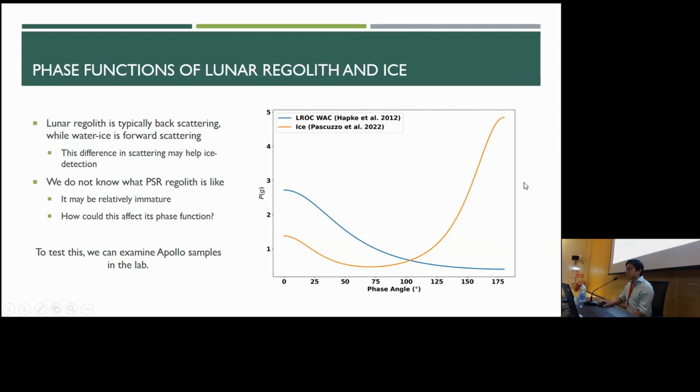We believe that this difference could potentially help with ice detection because you would be able to compare different phase angles and look to see if it was more forward scattering than you expect. However, we don't know what PSR regolith is like very well. We hypothesize that it might be relatively immature because PSRs are relatively shielded from space weathering. But we don't know exactly how the maturity affects the phase function of regolith samples. So to test this, we got a bunch of Apollo samples in the lab and are able to measure their phase functions to see what the correlation is between maturity and phase function, if there is any.